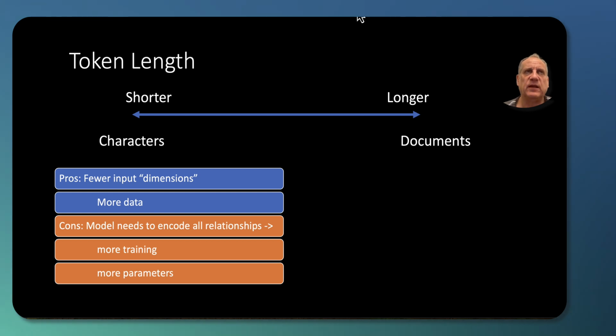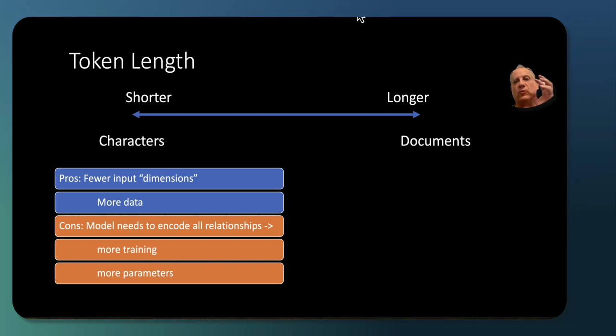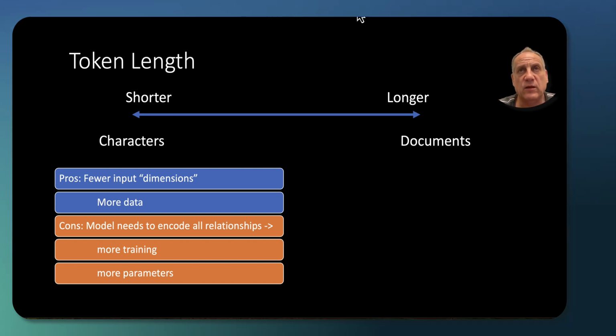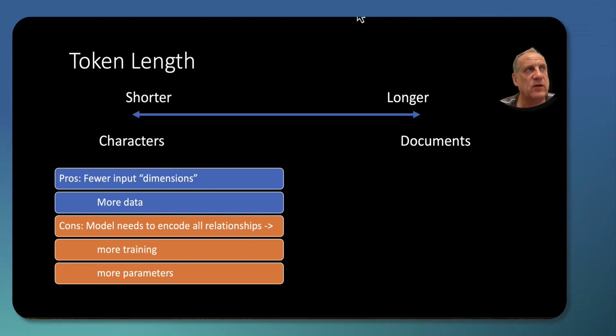That being said, this is going to force our machine learning model to model all the relationships between characters. And that's going to be expensive. And that'll require more training. We'll have to have more parameters. So our representation is easier, but the work that our model has to do and the amount of training we're going to have to do is going to be a lot more.